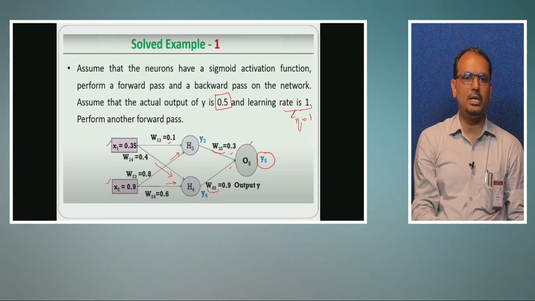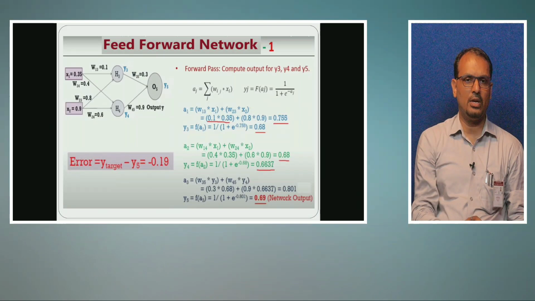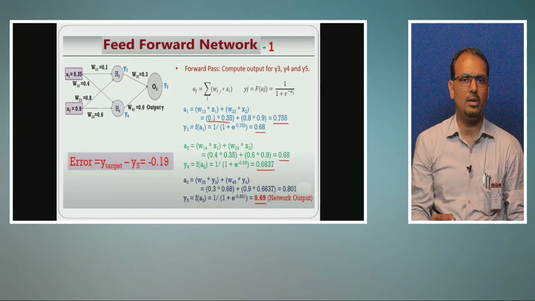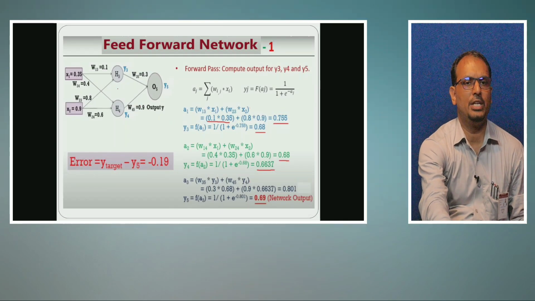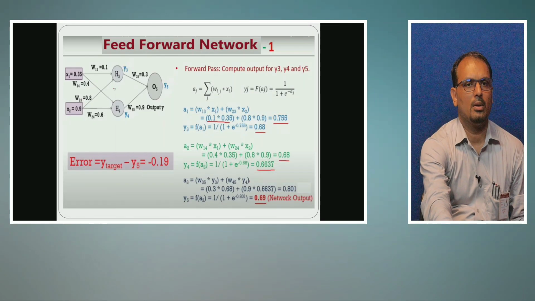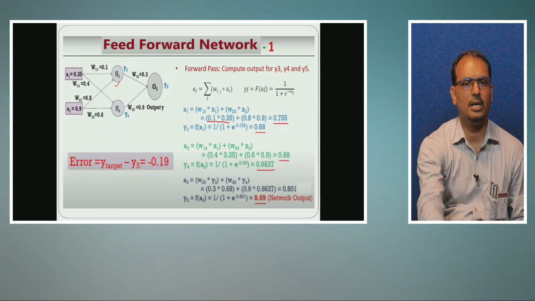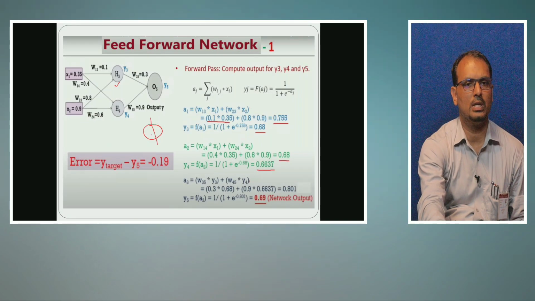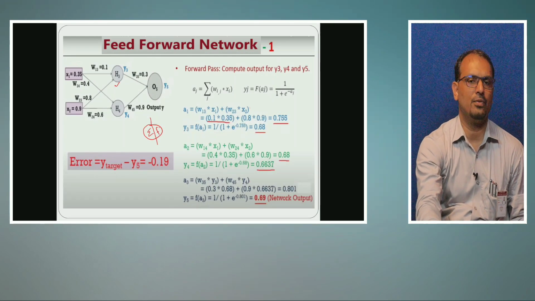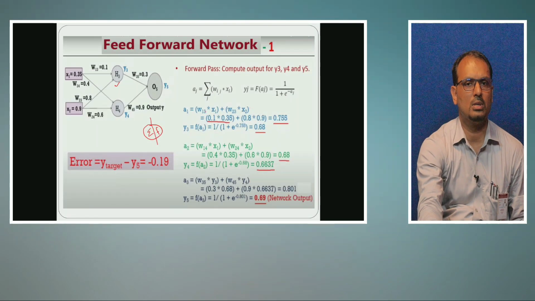So how did you calculate the error? Once again I will give a small glance so that you can recall it. What is the output of this H3 node? As I told you yesterday, each and every neuron works in two phases. The first phase is the summation phase, and the second phase is the activation function. If I talk about the summation phase, what is the formula there?